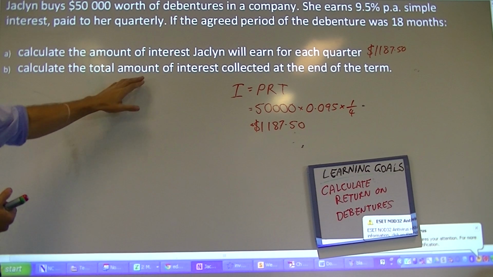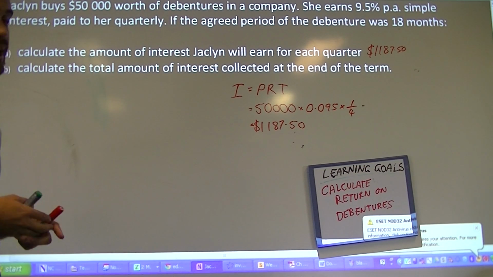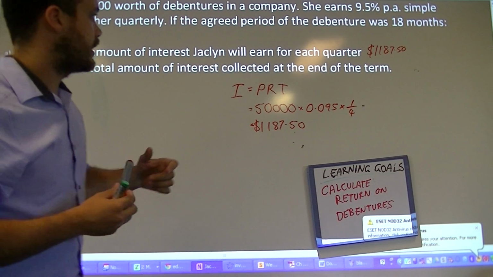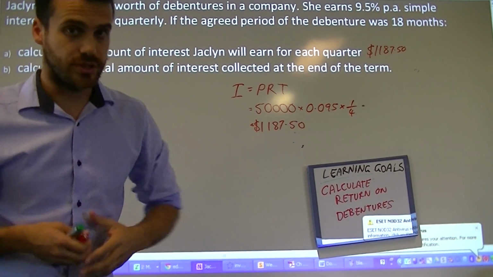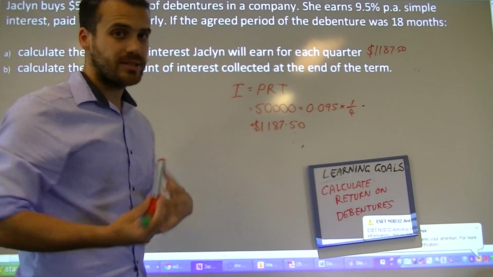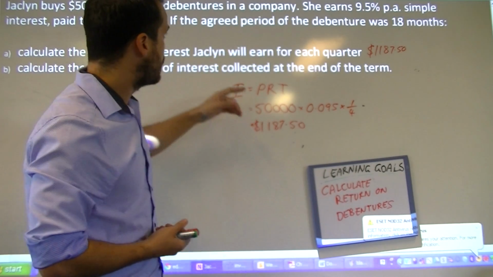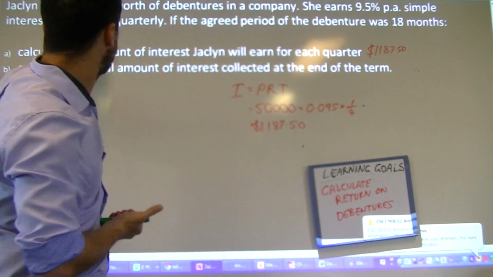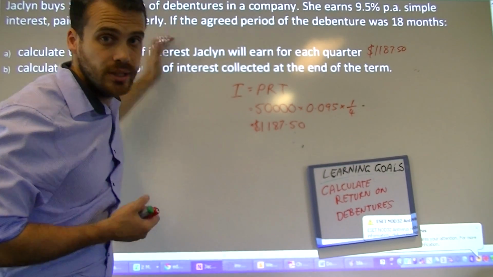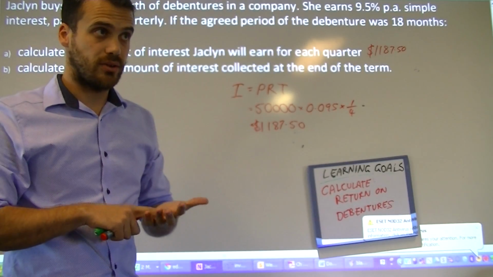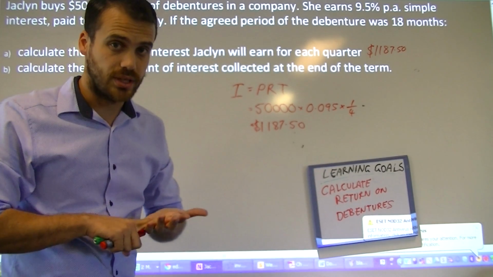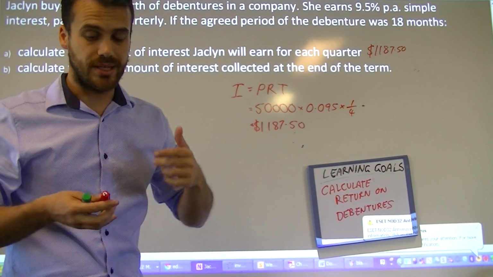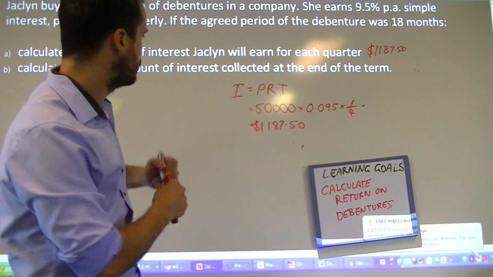Calculate the total amount of interest collected at the end of the term. Now, total amount of interest collected at the end of the term. That's going to be pretty straightforward as well. How many terms are there in 18 months? Now, it's paid to us quarterly. So 18 months is a year and a half, 4 quarters in a year. A year and a half, that means there's going to be 6 payments.